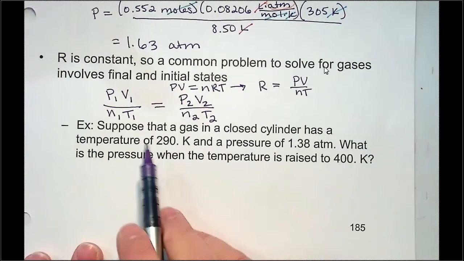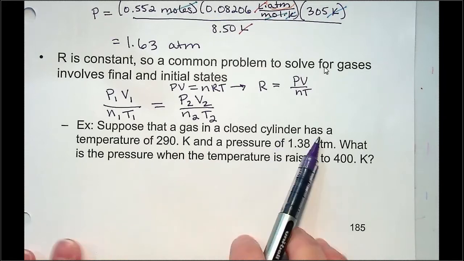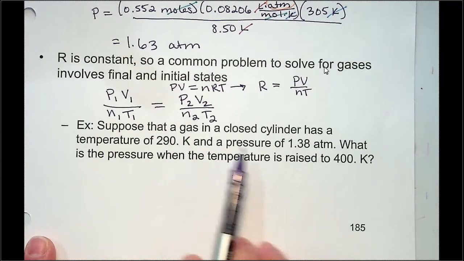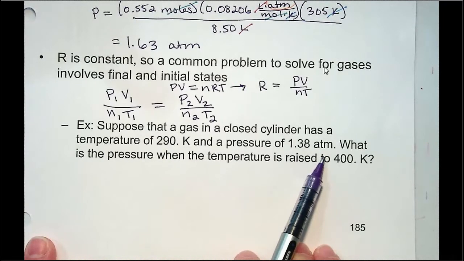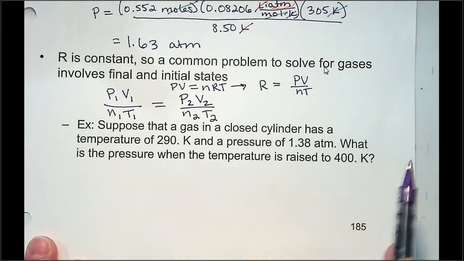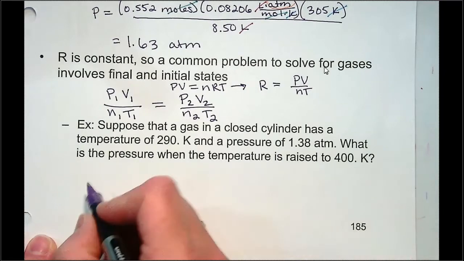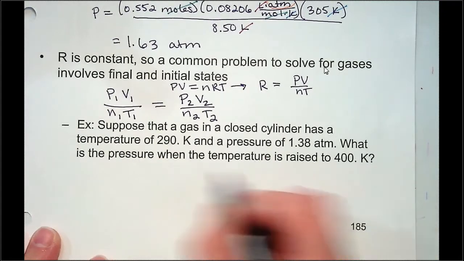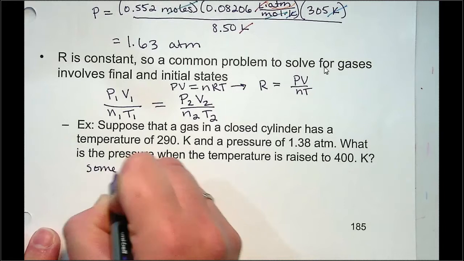Suppose a gas in a closed container has a temperature of 290 Kelvin and a pressure of 1.38 atmospheres. What is the pressure when the temperature is raised to 400 Kelvin? So we have this initial and final thing, but some things are constant.